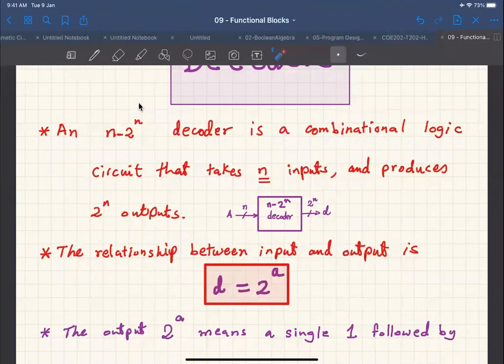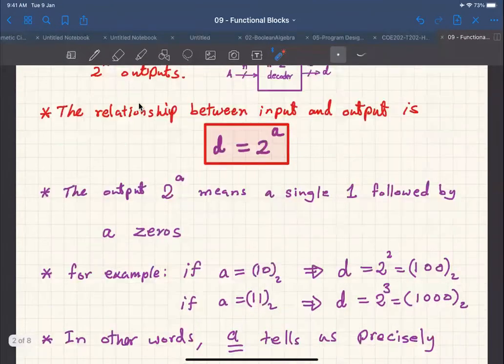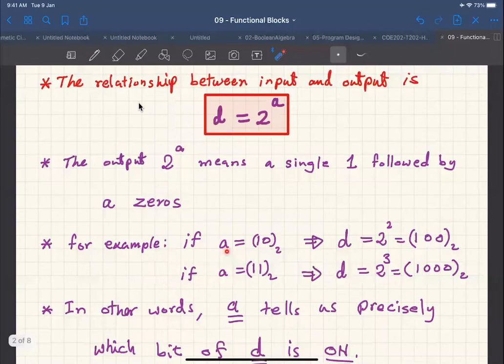One output at any time is going to be 1. And it is going to tell you exactly what your input was, because the position of this one will tell you what your input was. So the input basically tells me the position of the output that will be 1. For example, if A is 1 0 in binary, then D is going to be 0 1 0 0, because it's 2 to the 2, which in binary is 1 0 0, which is 4.